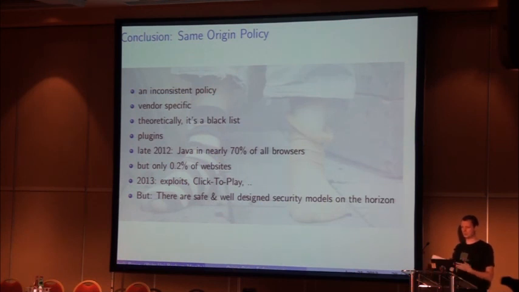But in early 2013, a lot of Java exploits came up, and then everybody thought about click-to-play, and Java's kind of restricting itself now. So it's going to be better in terms of people not using Java in the browser. But on the upside, there are safe and well-designed security models on the horizon. So the web might actually move to something better soonish. And the whole point about Same-origin policy bypasses is, as we've seen on the slides, parsing mismatches, when one layer thinks something's going this way and it's actually going the other way.